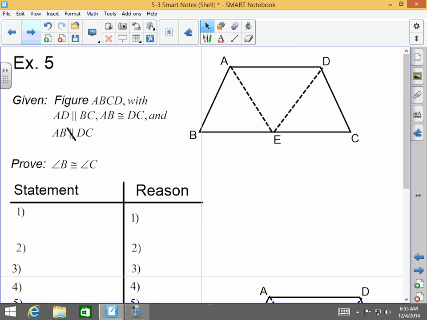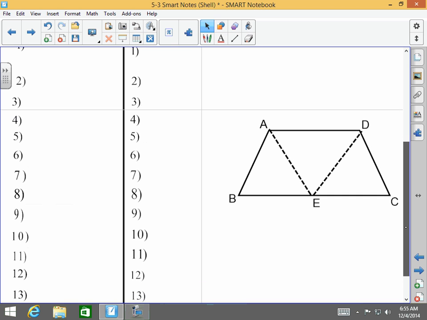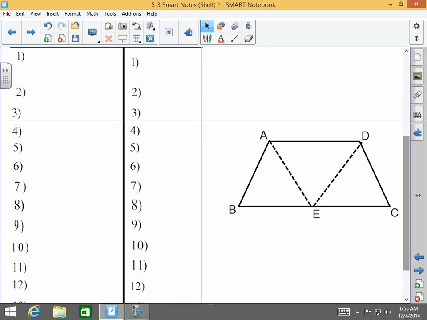Example 5. Figure ABCD is given with AD being parallel to BC, AB is congruent to DC, and AB is not parallel to DC. I want to prove that angle B is congruent to angle C. All right, let's check out this proof. It's a bit of a monster. So let's go through it nice and slowly.